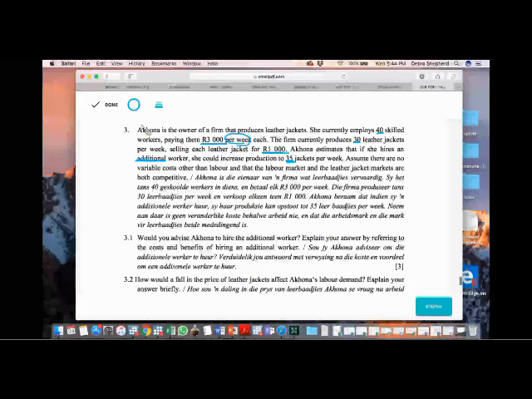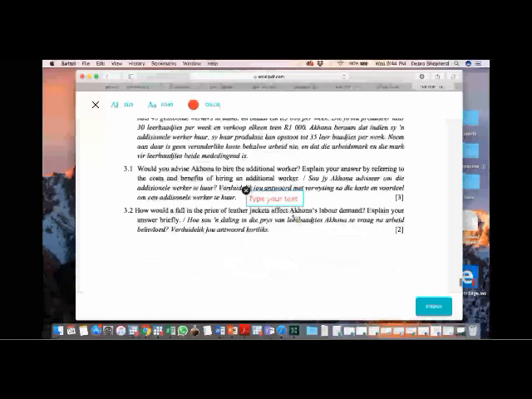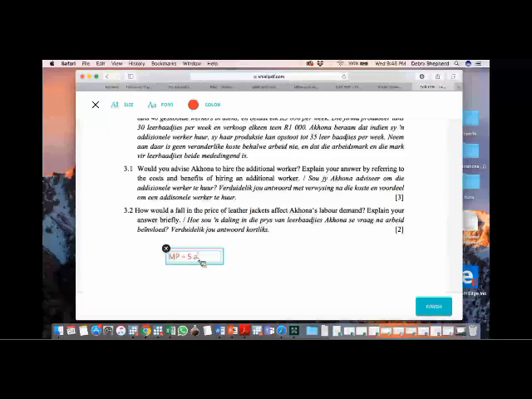The first question asks you, would you advise Akona to hire an additional worker? Explain your answer by referring to the costs and benefits of hiring an additional worker. So what we see from the above is that the marginal product of this extra person is 5 jackets. Okay?